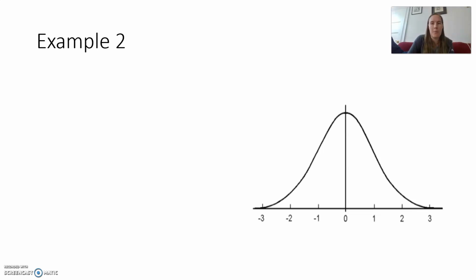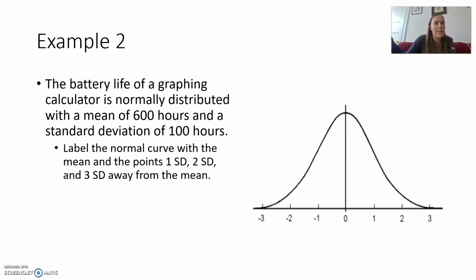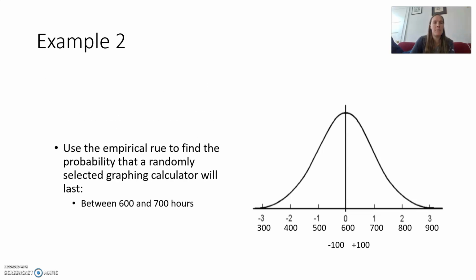So we're going to do an example with this. The battery life of a graphing calculator is normally distributed with a mean of 600 hours and a standard deviation of 100 hours. So first we're going to label them. So first, what is our 0? 600. All right. So then what about our plus 1? We add 100, it's plus 2, plus 3. All right. What about our minus 1? We subtract 100 and get, all right, minus 2. Minus 3? Yeah, so we're just adding and subtracting our standard deviations.